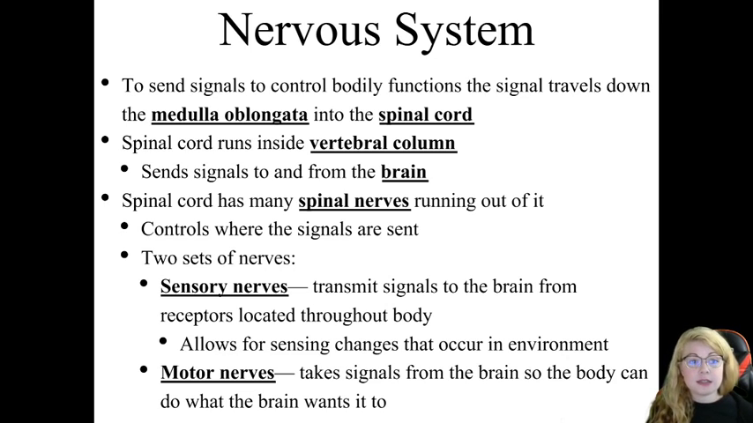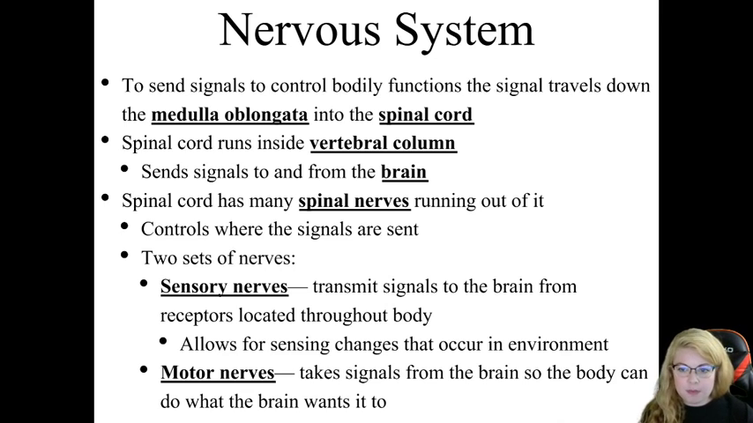You have 2 sets of these nerves: those that are for sensory, and those that are for motor. Your sensory nerves transmit signals to the brain from receptors that are located throughout your body. Basically, they allow for sensing changes in your environment. These sensory nerves are on your fingertips and such, sensing things around us: temperature, pain, pressure, those types of things.